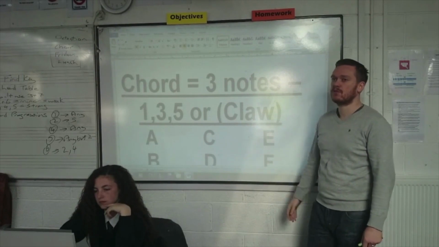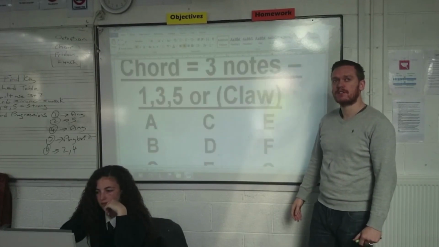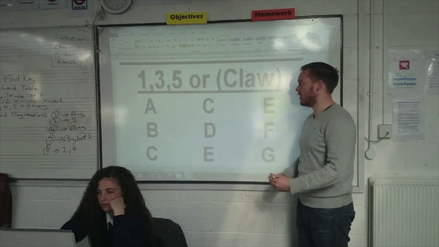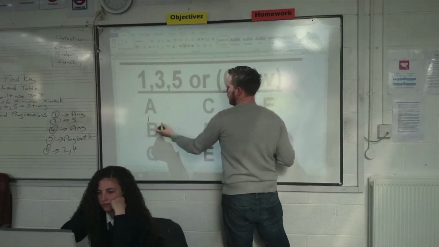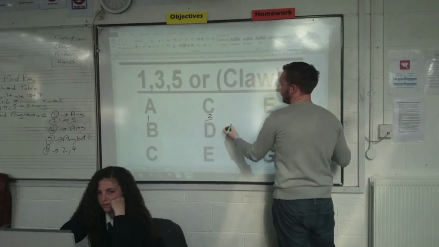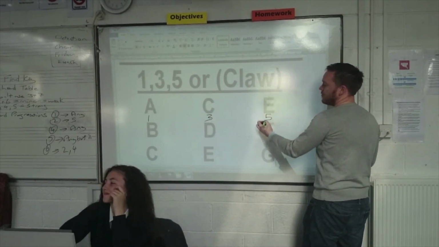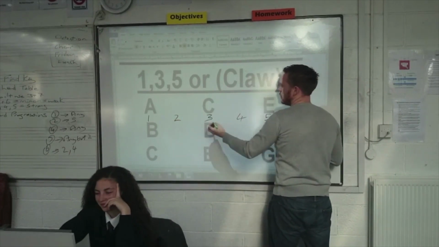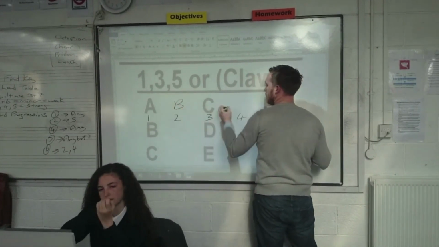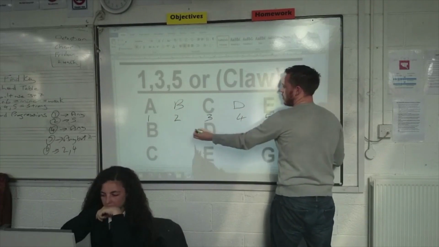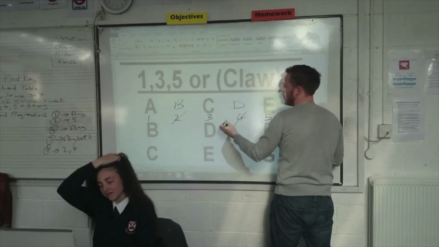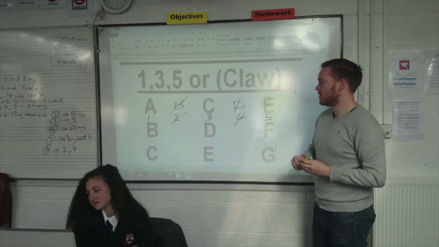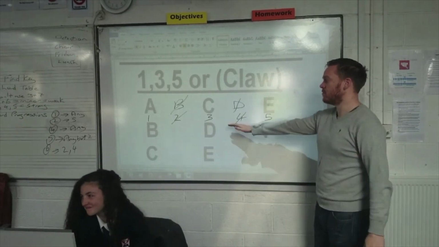So if we were to do the chord for A, we would have A, C, and E. A being 1, C being 3, and E being 5. As you can see, if we had 2 and 4, we would have A, B, C, D, E. But we don't use 2 and we don't use 4, which means B and D are crossed out. So that's where we use 1, 3, 5.